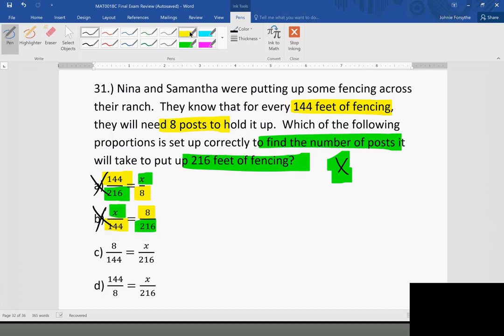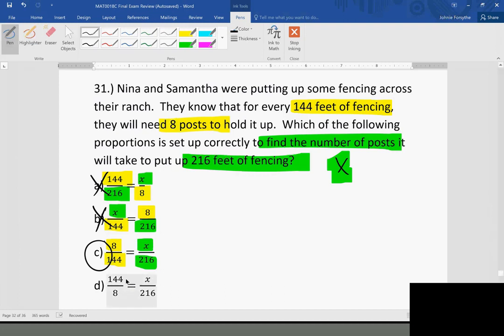Let's look at the third one. So we have 8 posts for every 144 feet of fencing equal to x posts for every 216 feet of fencing. You see how that's lined up properly? That's probably the answer. Just so that we're clear, let's do the next one.